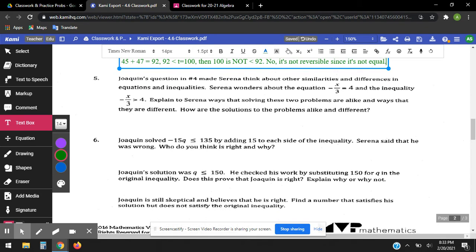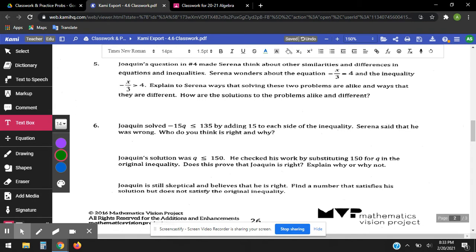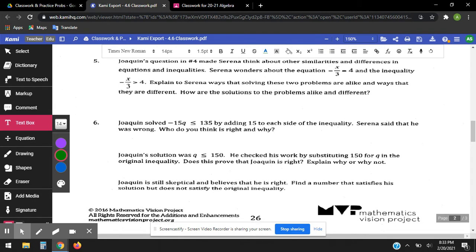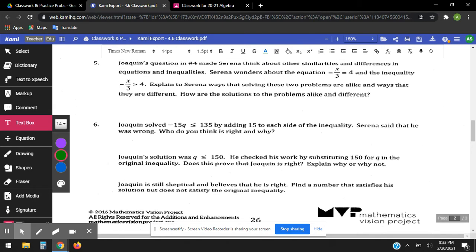All right. Question number 4 made Serena think about other similarities and differences in equations and inequalities. Serena wonders about the equation negative x over 3 equals 4 and the inequality negative x over 3 is greater than 4. Explain to Serena why solving these two problems are alike and ways they are different. How are the solutions to the problem alike and different?